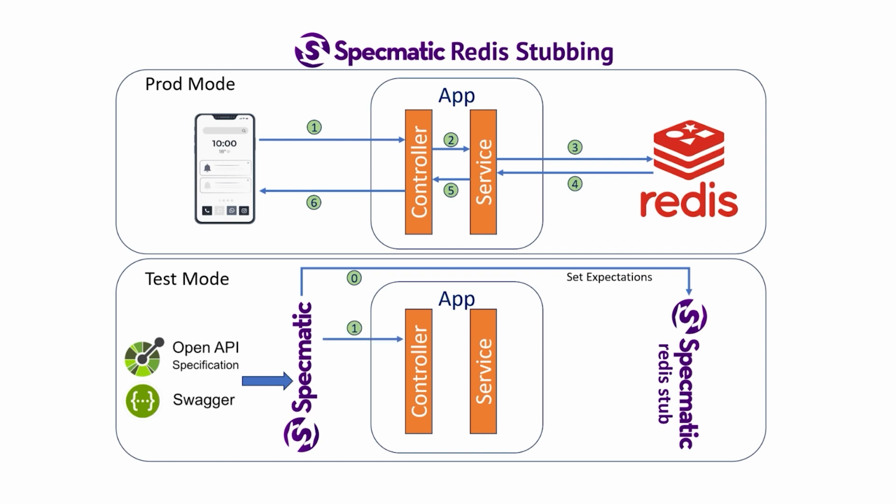Now when we run the contract tests and the service object does a lookup in Redis, it's actually hitting the Redis stub. The Redis stub responds and the service class understands it, none the wiser that it isn't an actual instance of Redis. The stub is wire compatible, so no changes are needed in the service class for this to work. Let's see how this works in an example.